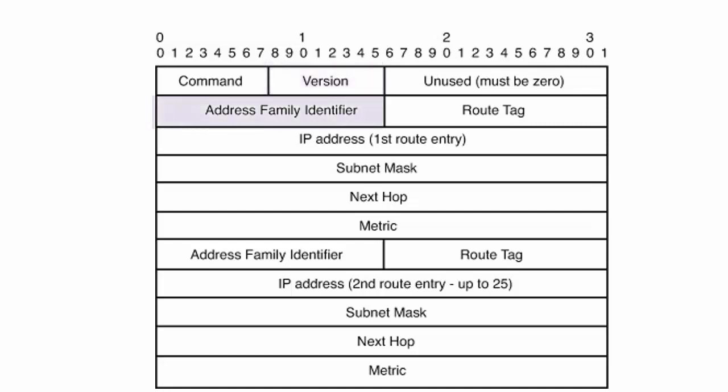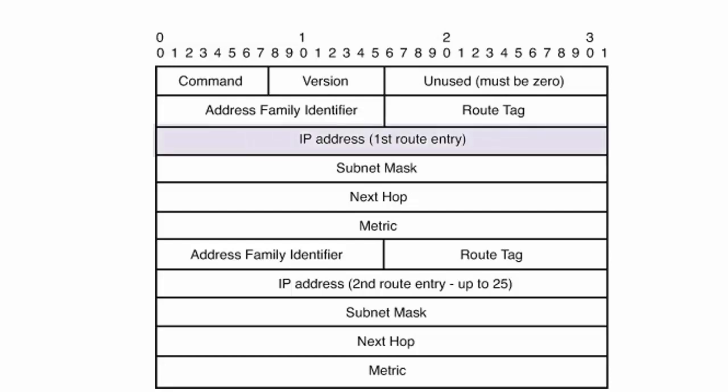The AFI field specifies the address family used. RIP is designed to carry routing information for several different protocols. Each entry has an AFI to indicate the type of address specified. The AFI for IP is 2. Route tag. Route tags provide a method for distinguishing between internal routes, which are learned by RIP, and external routes, which are learned from other routing protocols. You can add this optional attribute during the redistribution of routing protocols.